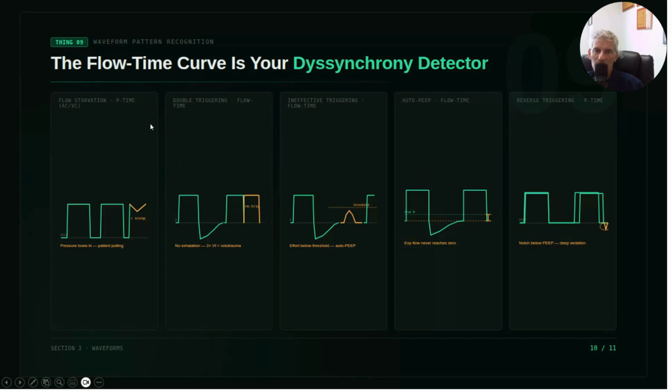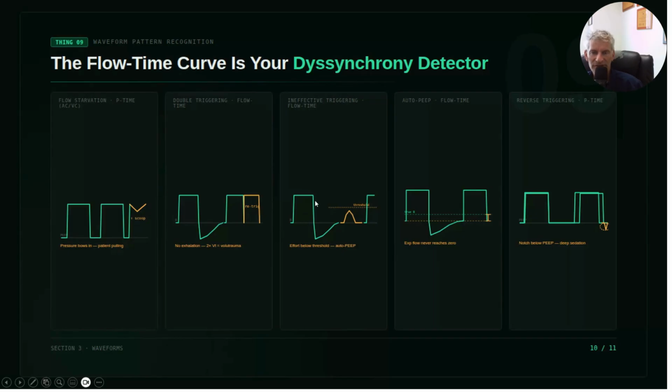Thing number 9. If you want to know what dyssynchrony you have, you could always look at the flow pattern and you can get an idea of what is happening. And here is flow starvation. This is actually pressure versus time. If you see a pressure curve and the pressure bows in early, that is flow starvation. The easiest one to remember is double triggering. That's flow versus time. You could see here's the flow, and then all of a sudden you get another breath.